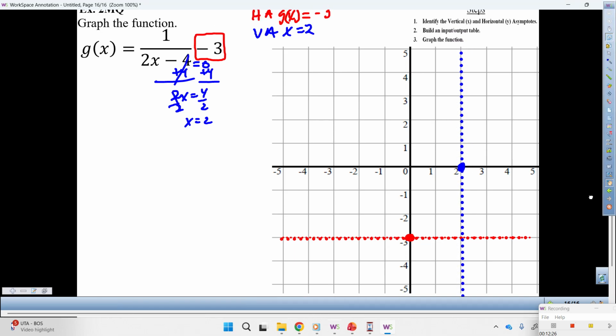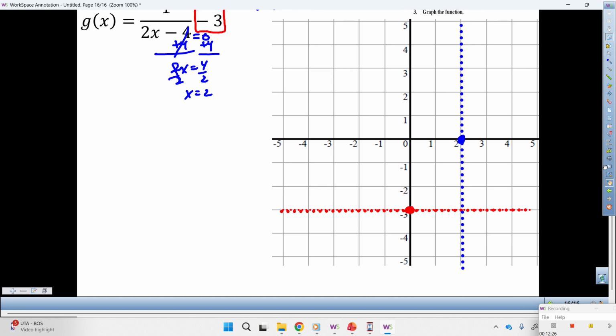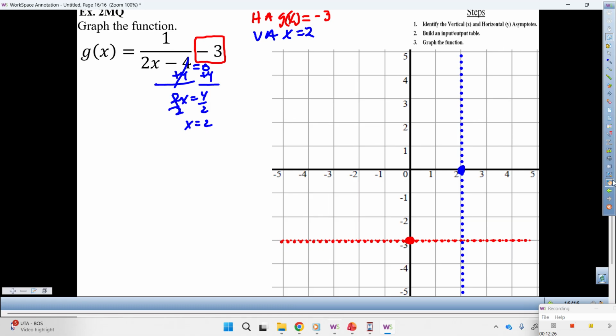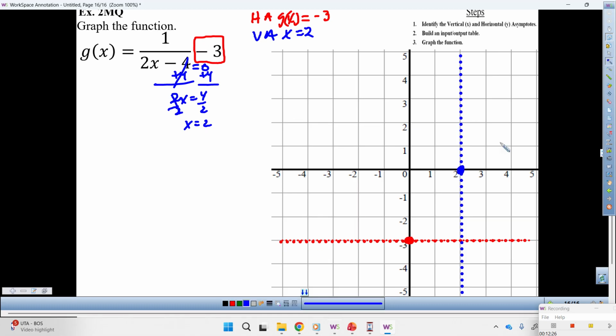There it is. All right, so now that we got our VA and our HA, what do we do next, Mr. Q? Think about it, guys. You guys did that last night. Tell me, what is the next step to graph that function?